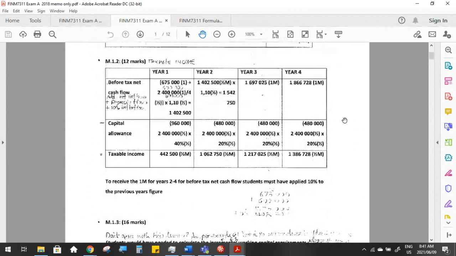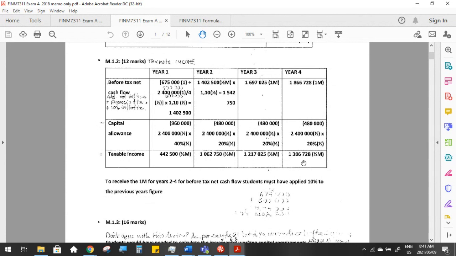Okay, so then next we've got the taxable income. So we need to calculate the taxable income over the 4 years so that we can calculate what our cash flow for tax will be as a result of the relevant cash flows from the project.